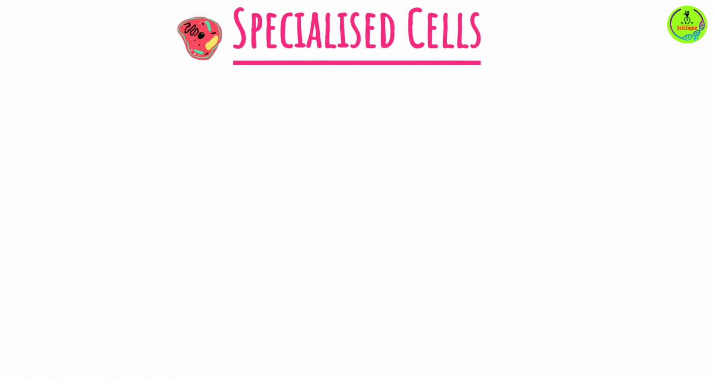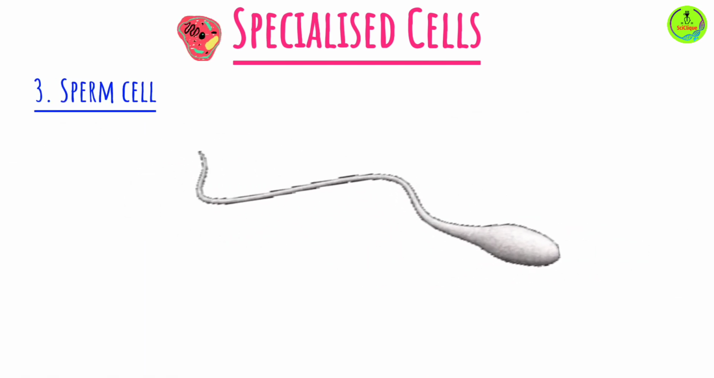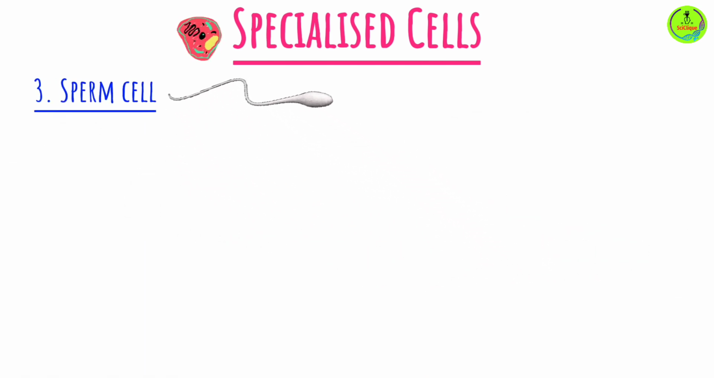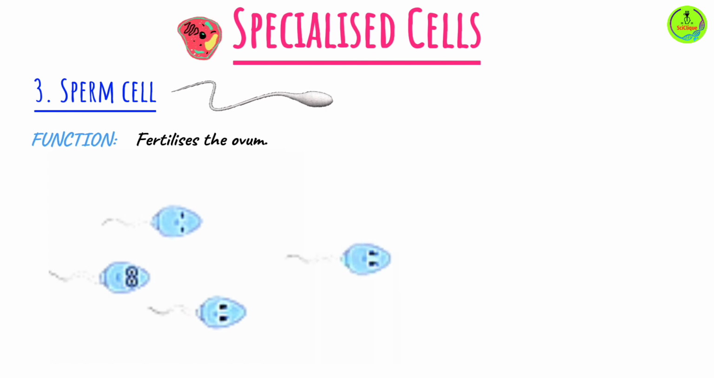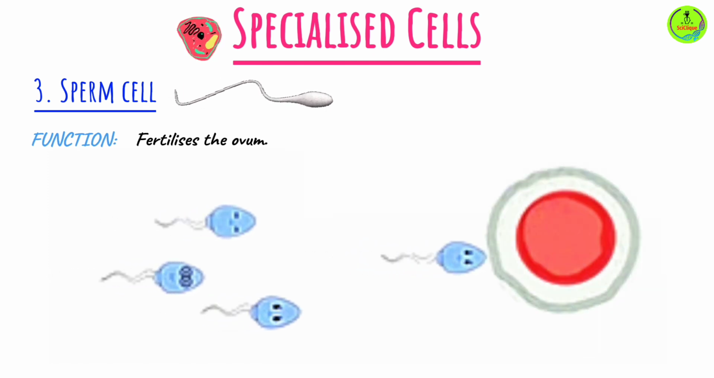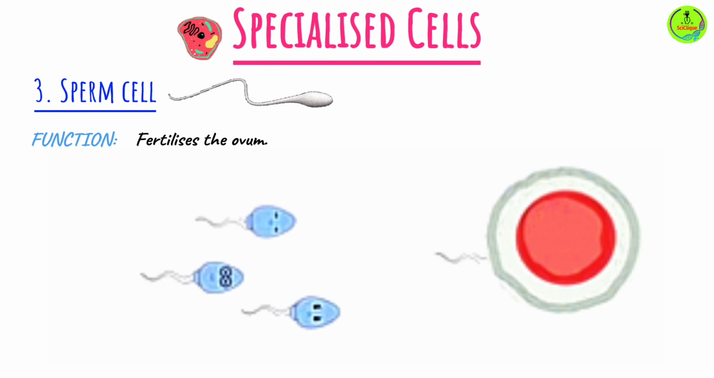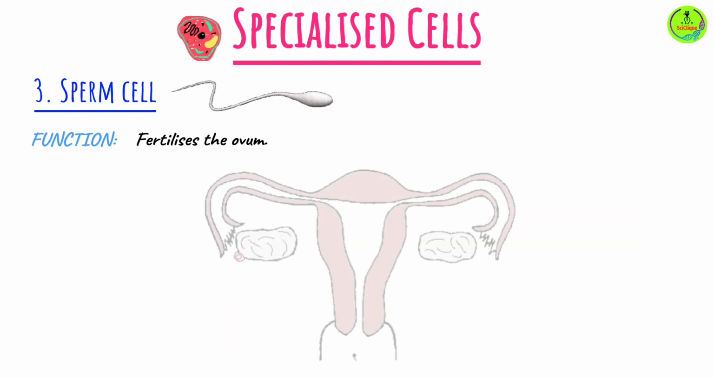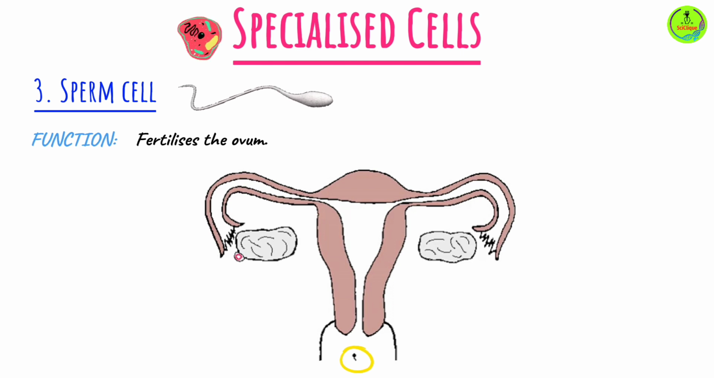Moving on to the sperm cell. Now, the function of the sperm cell is it fertilizes the ovum. So the ovum is the egg cell that is produced by the female body. Now, sperm cells need to have a specific shape. Why, you may ask? Now, this is because they need to move from this point across the female reproductive tract up to the fallopian tube where the egg cell is so that they can then fertilize it.